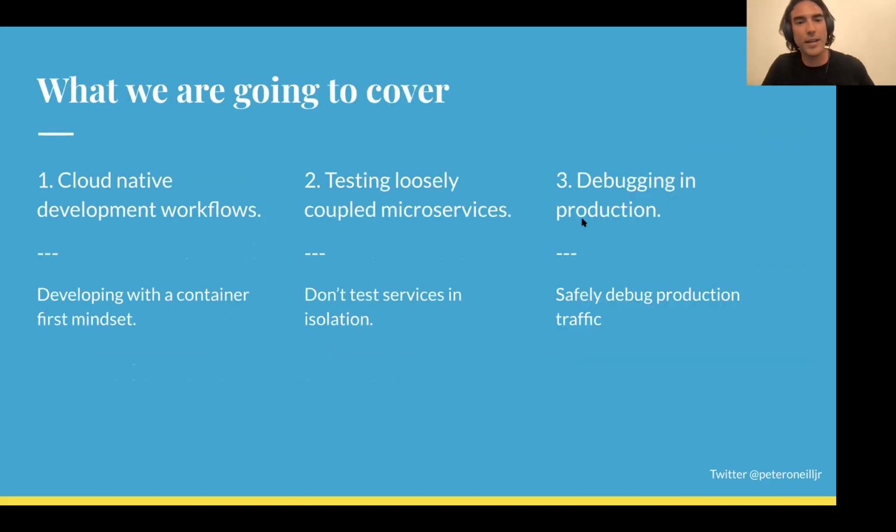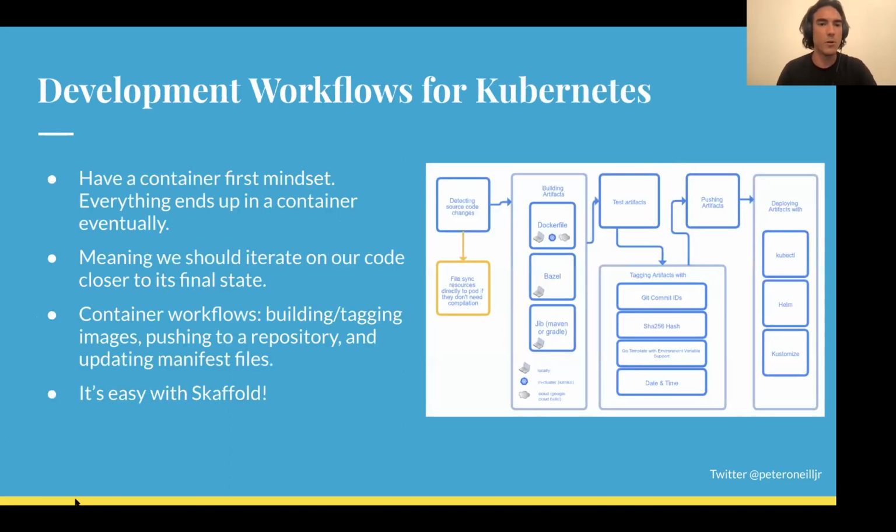All right, so a high-level overview, breaking this down into 3 little parts: cloud-native development workflows, developing with a container-first mindset, and testing loosely coupled microservices. So with Go, being connected to all the other microservices, how do you test it properly? And then debugging the Go service in production. And so a little bit more detail.